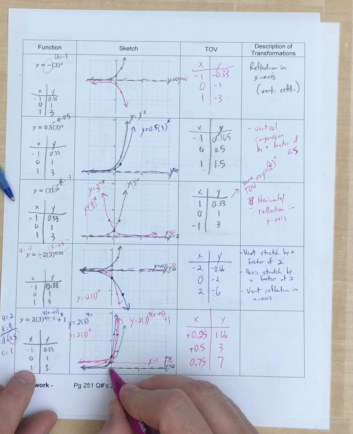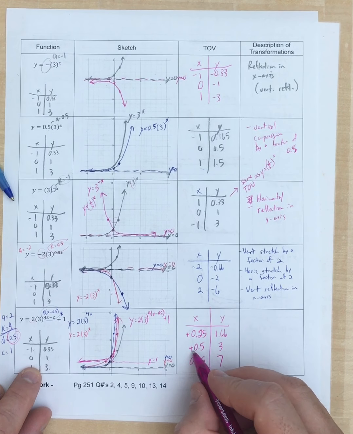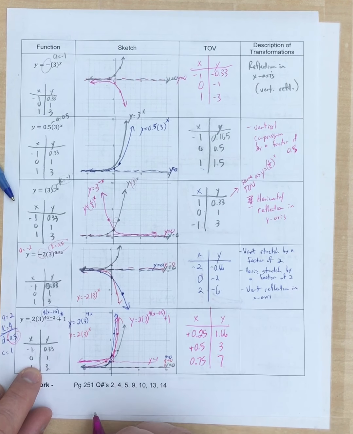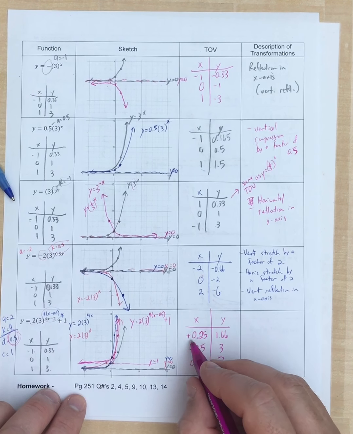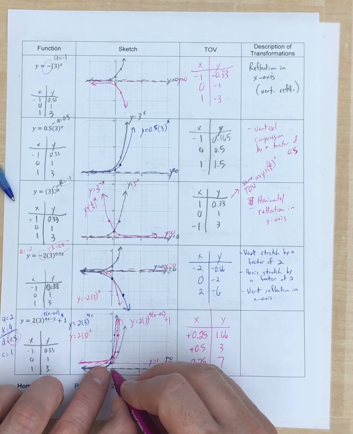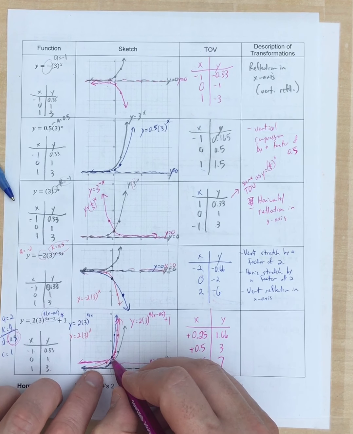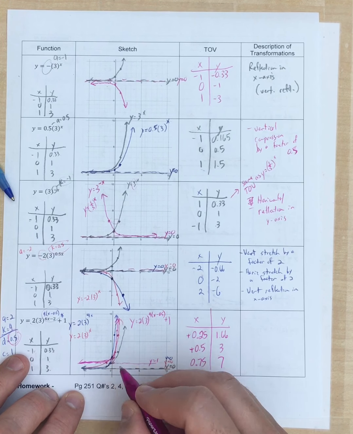Now, 0.75 is like right here, all the way up at 7. Oh, there it is right there. 0.5 is right about here. It's really scrunched in there. All the way up at 3. Hey, there it is right there. And then 0.25 is really close to the y-axis. And then 1.66 is like 1 2/3, which is about here. And so there you go. And there is your exponential function.